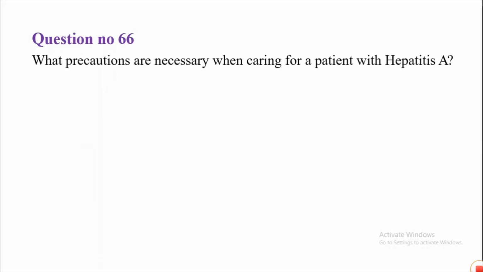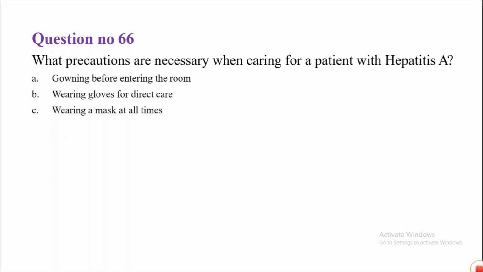Question number 66. What precautions are necessary when caring for a patient with hepatitis A? The options are gowning before entering the room, this is number A. Number B, wearing gloves for direct care. Number C, wearing a mask at all times. Number D, placing the patient in a private room.